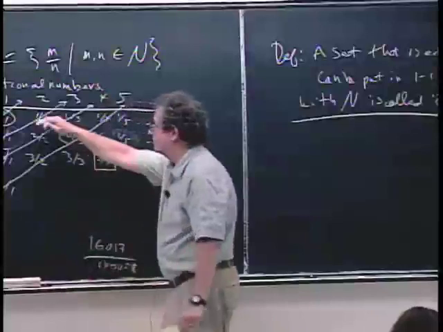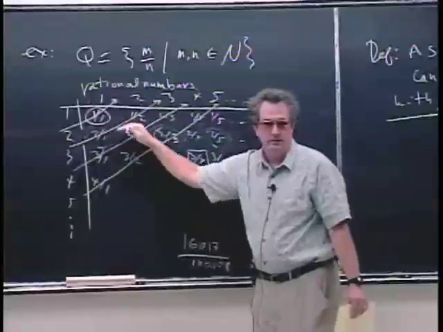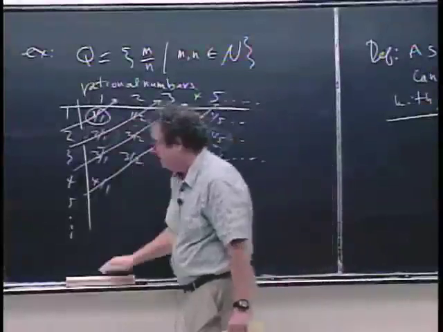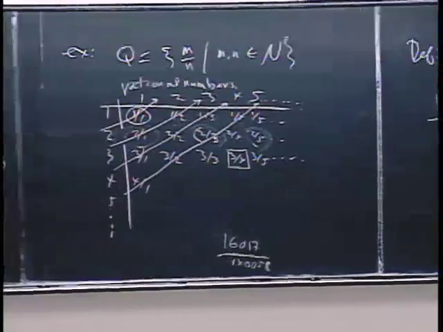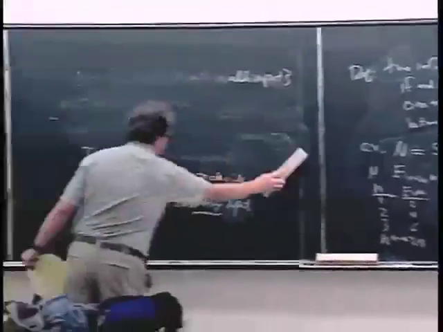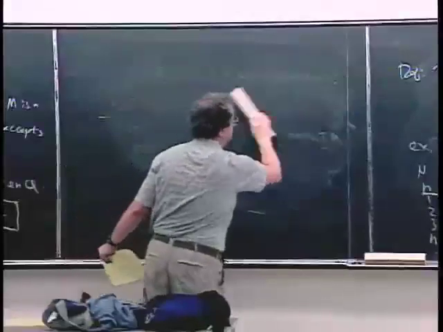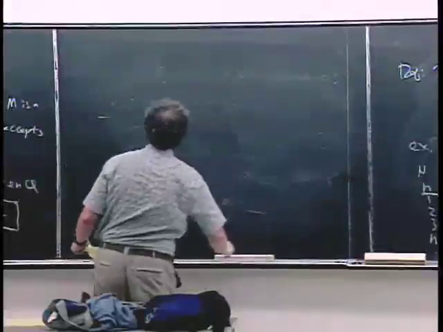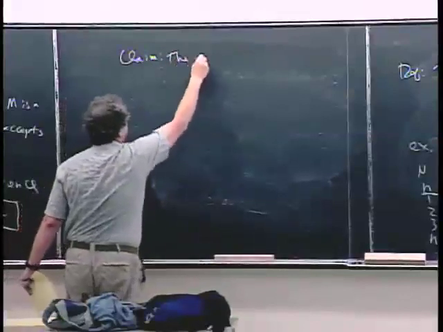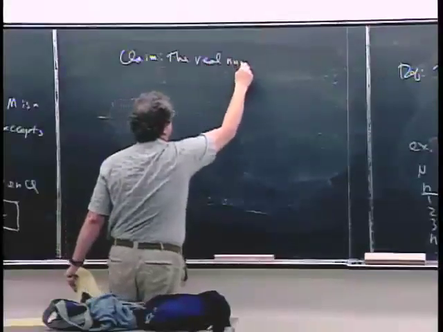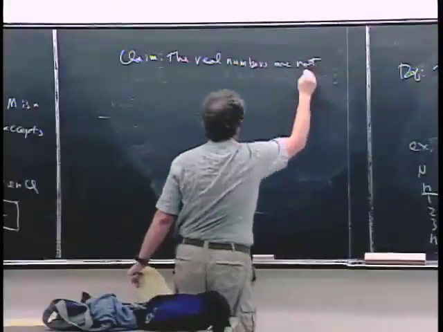By the way, when I spoke earlier, there's this technique called diagonalization. This is not the diagonals of which we are speaking. The diagonalization comes right now. So now I want to show you that the real numbers are not countable.